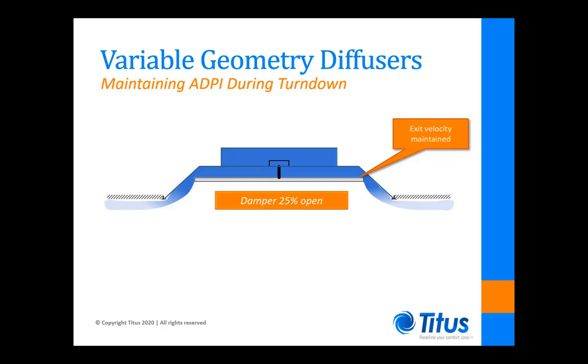For those not familiar with ADPI, it's a rating that gives an indication of thermal comfort in the room. The higher the ADPI number, the more comfortable the space will feel for most people. With conventional diffusers, the room ADPI reduces with airflow rate. So VAV diffusers offer a comfort improvement during low load conditions with virtually no risk of dumping.